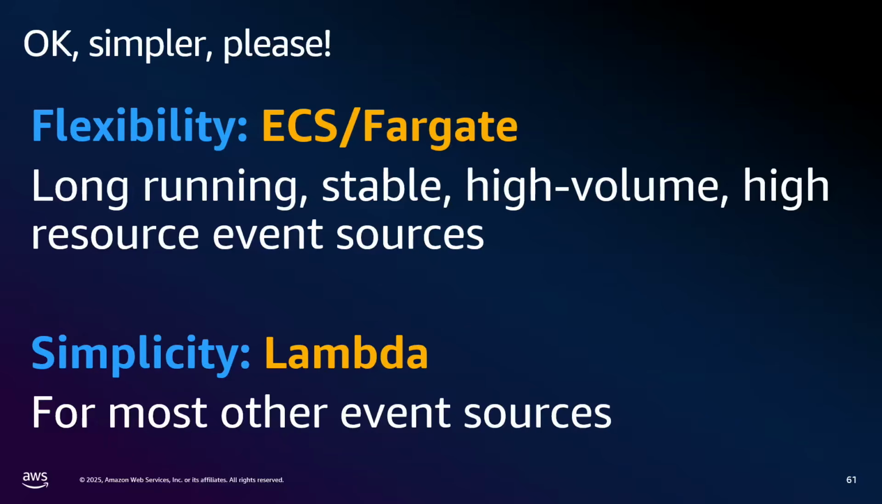So the TLDR is that Fargate is the more flexible option, and it's good for things that are long-running, things that are stable, have a high volume, and maybe have a high resource requirement. And Lambda is a simpler option, and it's good for pretty much everything else.